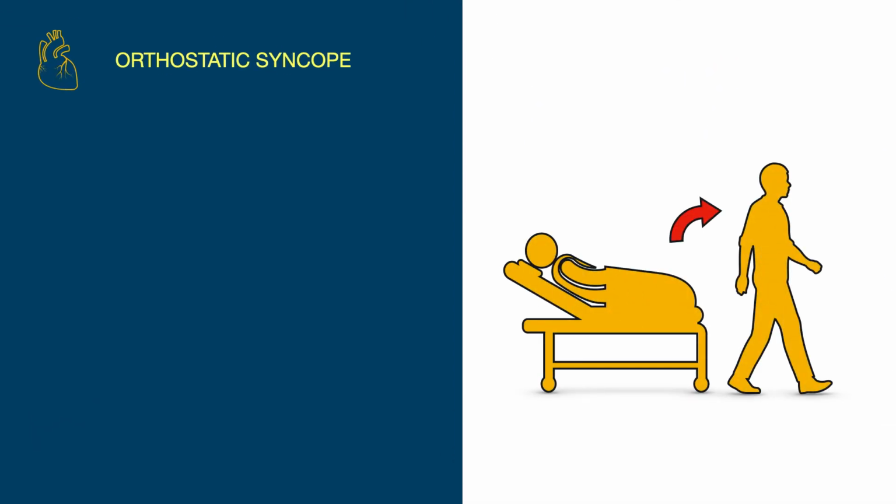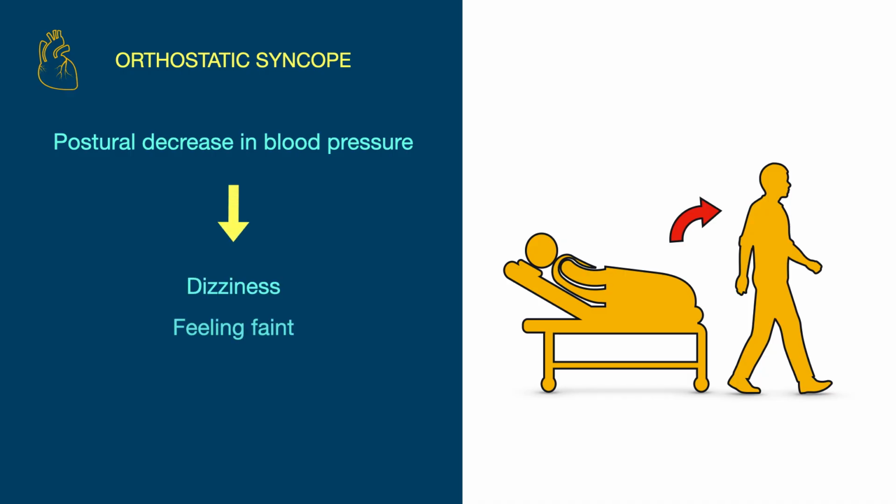Orthostatic syncope refers to syncope resulting from a postural decrease in blood pressure. Orthostatic syncope may occur suddenly with no warning or may be preceded by symptoms. Associated symptoms are usually because of cerebral hypoperfusion occurring in the upright position and include dizziness, feeling faint or nauseated, diaphoresis, or blurred vision.